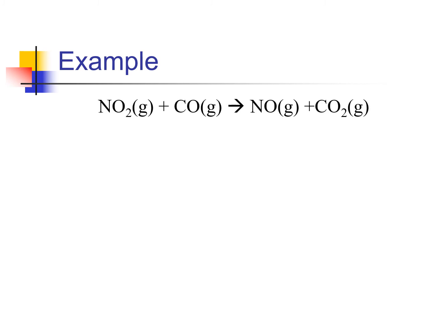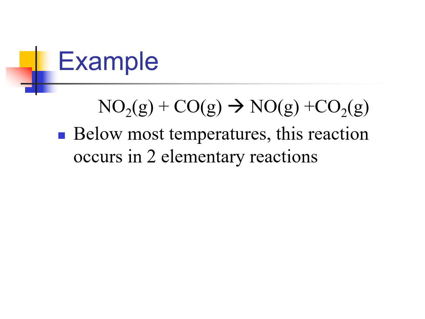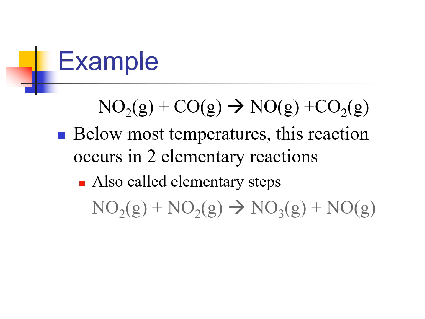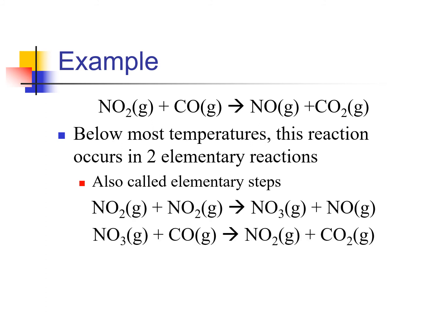So here's a reaction. Now we say below most temperatures, this reaction occurs in two elementary steps. Those are the two. So the first one is two molecules of NO2 colliding, producing NO3 and NO. And then we take that NO3 from the first step, react it with carbon monoxide, and we get NO2 and CO2. That's the steps.